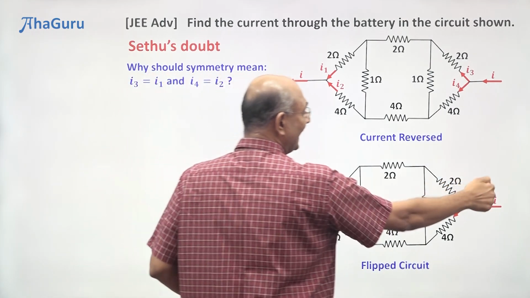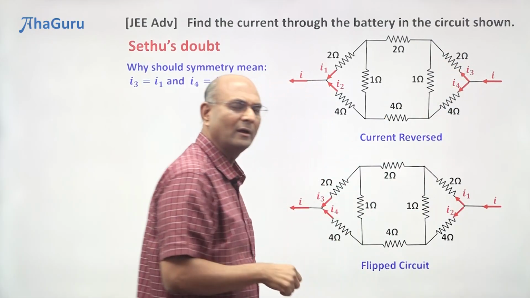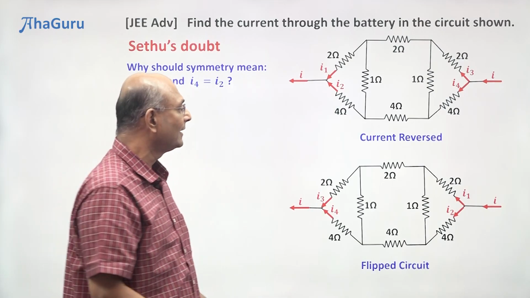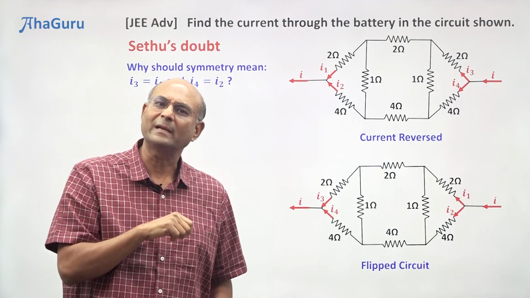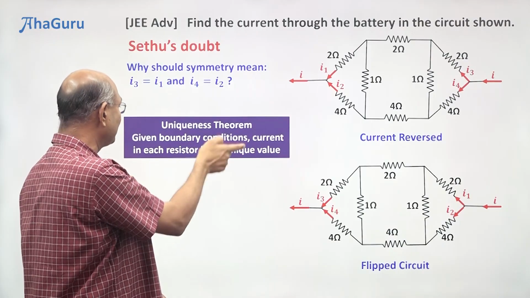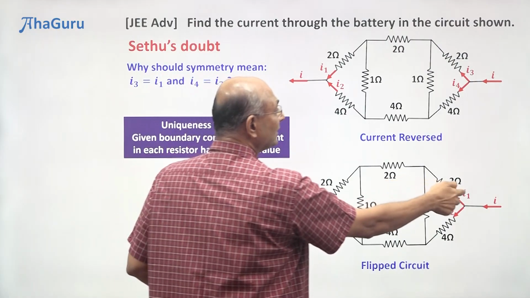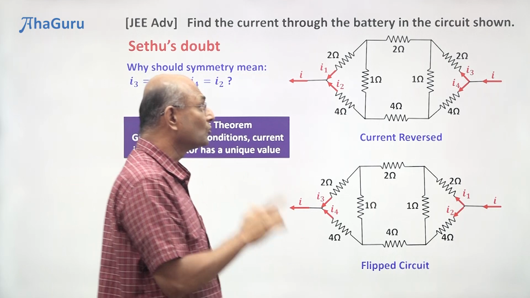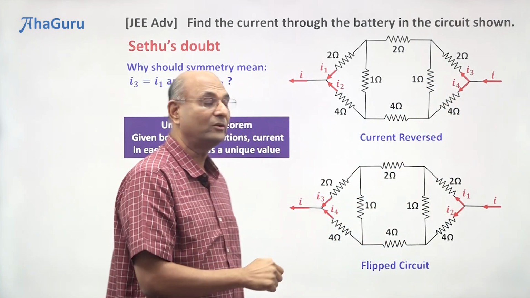Except you have I1, I2 here, and here you have I3, I4. Wait a minute. If the circuits look identical and the boundary conditions are the same, what does the uniqueness theorem tell us? Uniqueness theorem says that when the boundary conditions are the same, the current in each resistor has a unique value. So the current must be the same. Whereas now, with the same boundary conditions, I've got different currents. That's not possible. So I3 must be equal to I1, and I4 must be equal to I2.